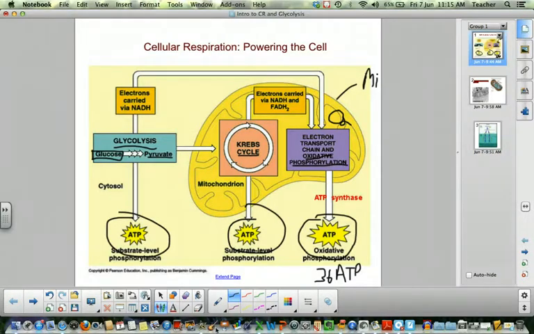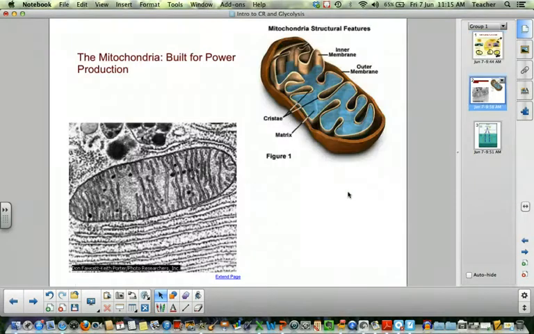Before we start our more in-depth look at glycolysis, we're going to take a look at the mitochondria itself, which is where most of the magic happens for these reactions. The mitochondria is built for power production, and here are a couple of pictures that I wanted to show you. First of all, this is a graphic that shows you what the mitochondria is meant to look like, both on the outside and the inside. And then this picture is actually really cool. It's a scanning electron microscope picture of what a real mitochondria looks like.